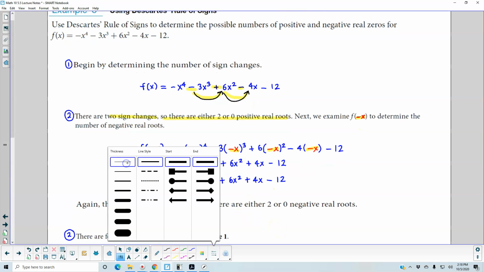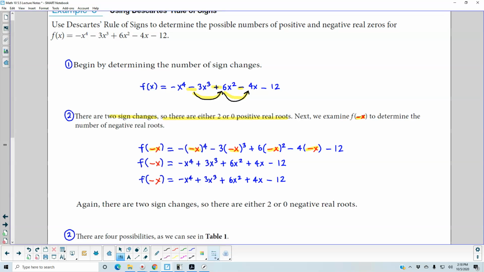So now we're going to see what the sign changes are. It goes from negative to positive here, and then from positive to negative here. So we can see that those are our sign changes. Again, there are two sign changes, so there are either 2 or 0 negative real roots. So that tells us that there's a possibility of 4 roots.